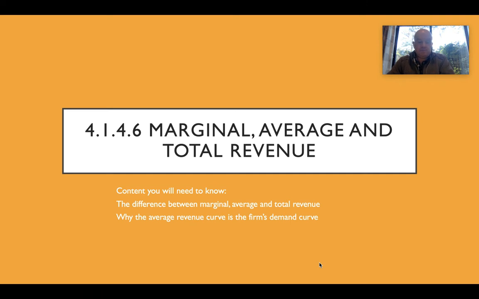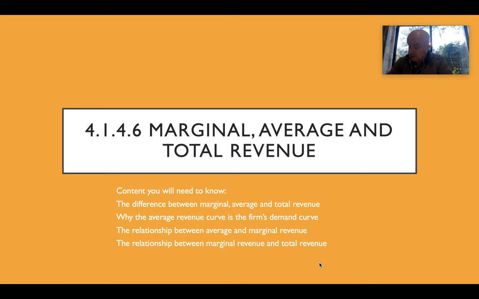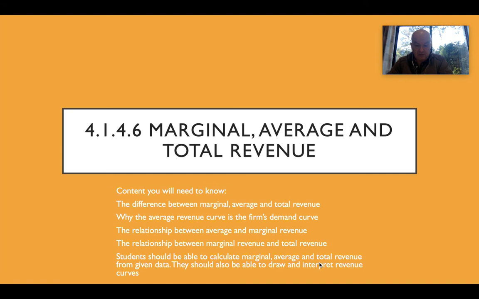Okay. The next thing is the relationship between average and marginal revenue, and some of these terms, marginal revenue, I know we talked briefly about marginal cost and marginal revenue. We're going to be looking at that in quite a bit more detail over the next couple of sessions. The relationship between marginal revenue and total revenue, and how those two things are clearly quite closely related. And you're going to need to be able to calculate marginal, average and total revenue from given data. Now that might sound complicated, it's not actually too difficult, as we'll see. But you also will need to be able to draw and interpret revenue curves.